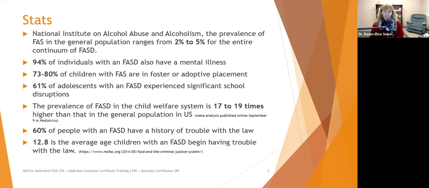60% of people with an FASD have a history of trouble with the law. Again, we'll talk about why that might be. And 12.8 is the average age children with an FASD begin having trouble with the law. One of the things that I was reading earlier that is kind of sad is that a lot of people don't even get their first FASD diagnosis until they are 6 years of age. So a lot has happened, and a lot of early intervention that could have happened didn't happen during that child's really malleable formative years.